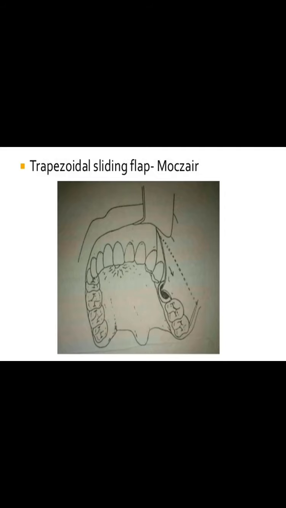This is the trapezoidal sliding flap, that is Moxey's flap. It is also described as buccal sliding trapezoidal flap for closure of alveolar fistulas. The change in the vestibular sulcus is negligible by shifting the flap one tooth distally.